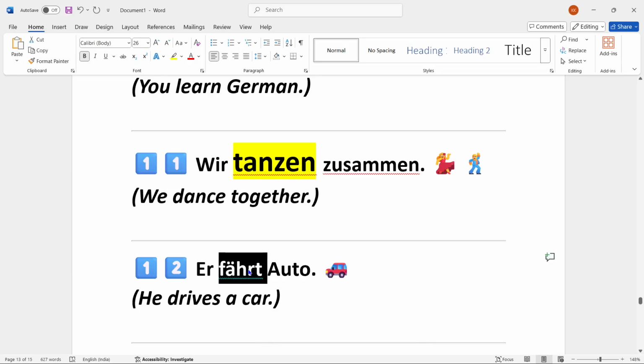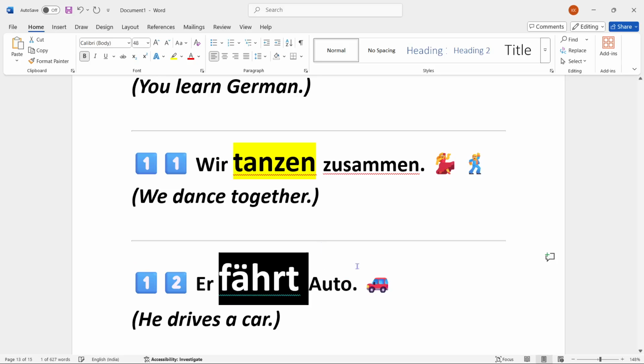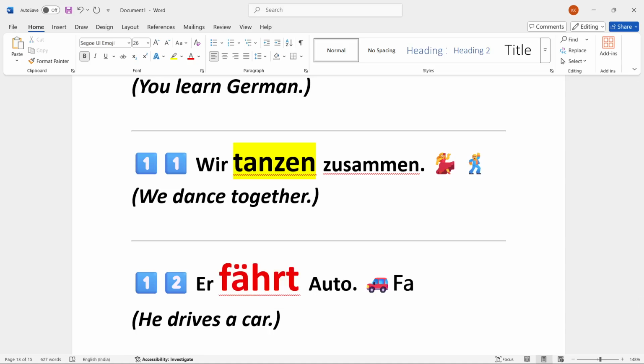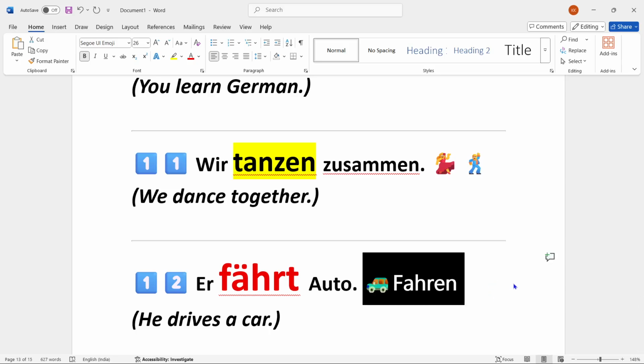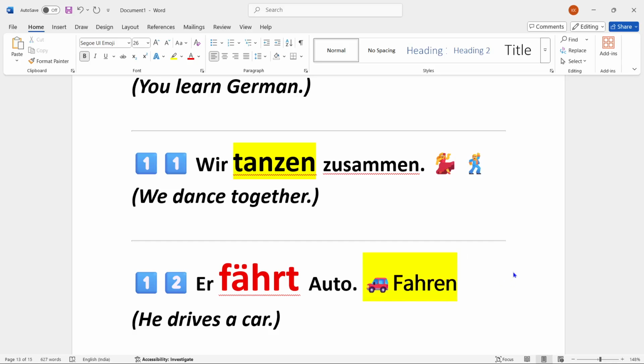Er fährt Auto. Which verb is this? This is fahren. Fahren means to drive. How to write? Fahren. Yeah, fahren. Genau. Okay.